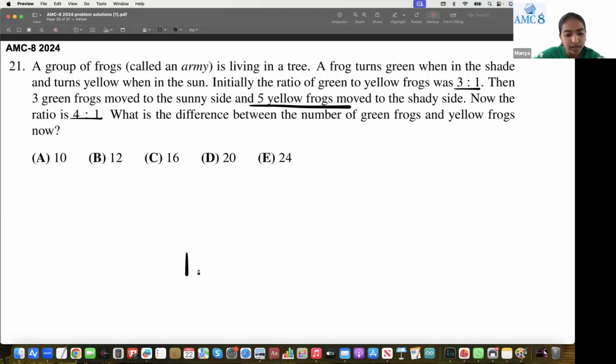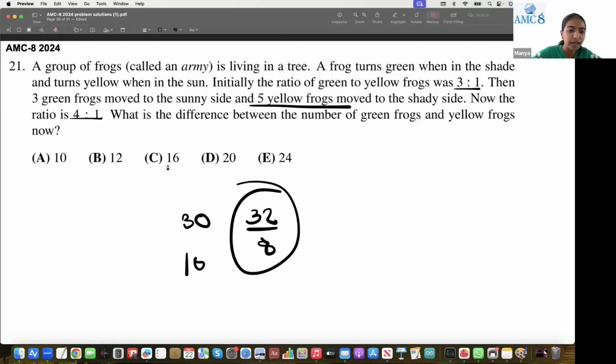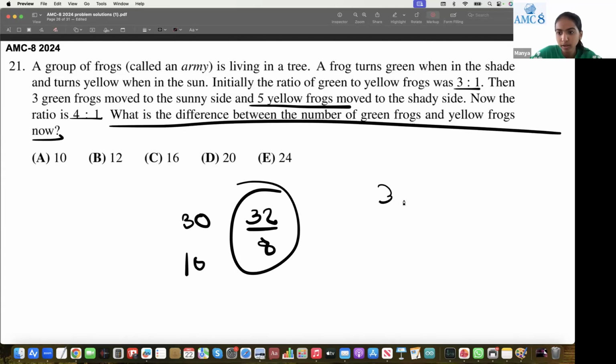How about 10? 10 to 30. And now we can go from 32 to 8. This is in the ratio 4 to 1, and so this will be our answer. But then they're asking us, what is the difference between the number of green frogs and the yellow frogs now? So we will have to do 32 minus 8, which is equal to 24. And that's how we got our answer choice E.